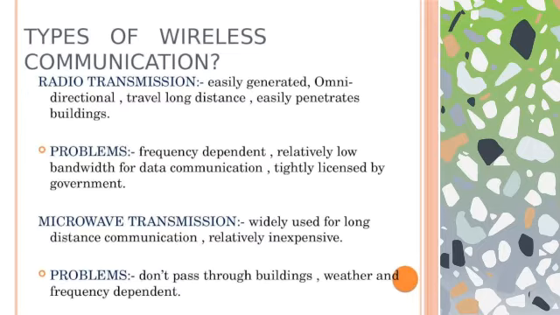Next we are going for that microwave transmission. This is widely used for long distance communication and it is relatively inexpensive. But what's the disadvantage of this one? Why we are not going for this microwave transmission mostly? Because it doesn't pass through the buildings. It was affected by weather and frequency conditions.